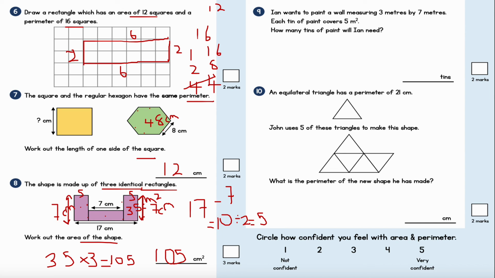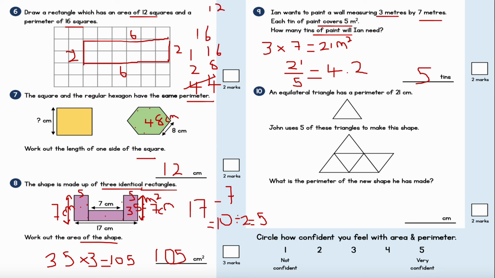This is question number 9, guys. Ian wants to build a wall measuring 3 meters by 7 meters. Each tin of paint covers 5 meters squared. How many tins of paint will Ian need? So 3 times 7 is 21 meters squared. Okay, 21 divided by 5 is bigger than 4. So it's 4 1/5, or 4.2. Okay. So he will need 5 tins, okay, because 4 will be insufficient.